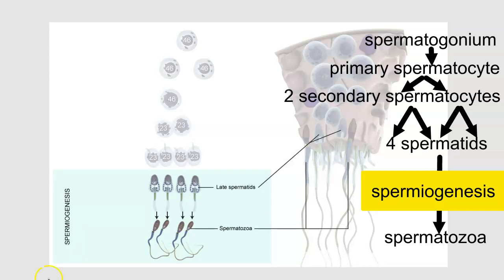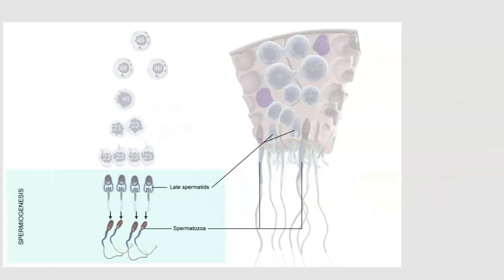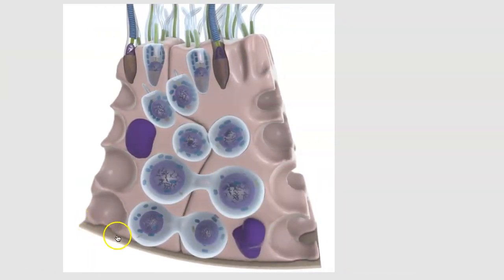Or to look at this in another way, here's a small segment of the seminiferous tubule. This is the basement membrane. This is the outer periphery of the seminiferous tubule. And we can see two pink sustentacular cells. And then the spermatogenic cells that are on the outer periphery are spermatogonia.